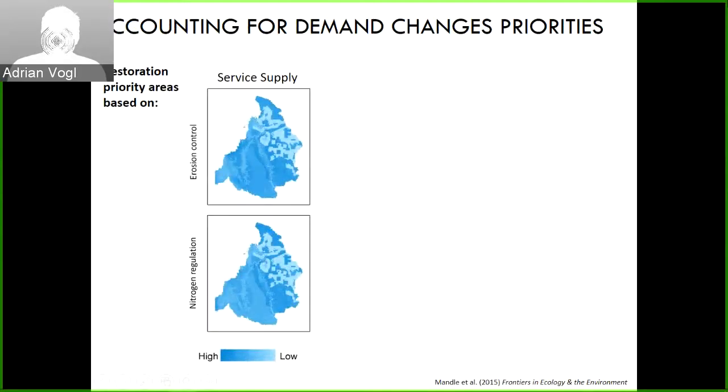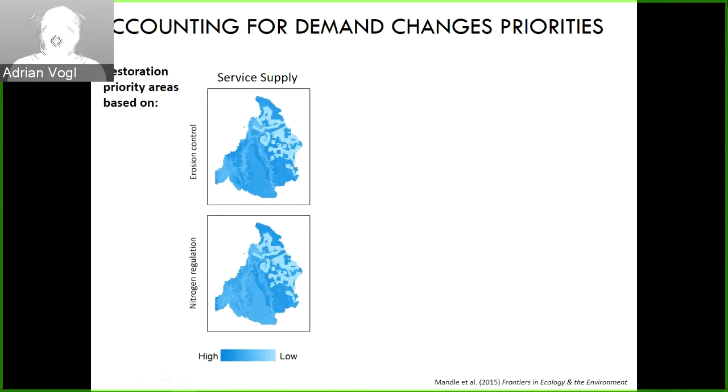And then just to demonstrate that in a more specific way, this is an example from Peru, from our work there looking for restoration opportunities to mitigate the impacts of road development. And so the 2 maps that we have here on the left are erosion control on the top and then nitrogen regulation. And so the darker areas here are going to be higher priority for restoration for either improving erosion control or for improving nitrogen regulation.